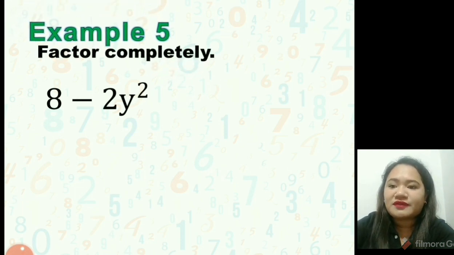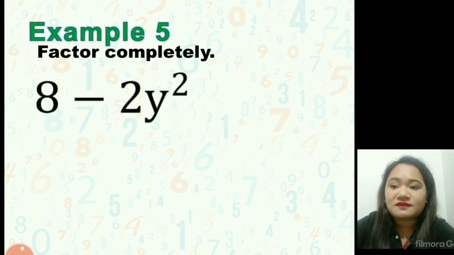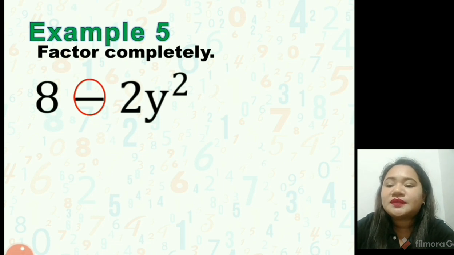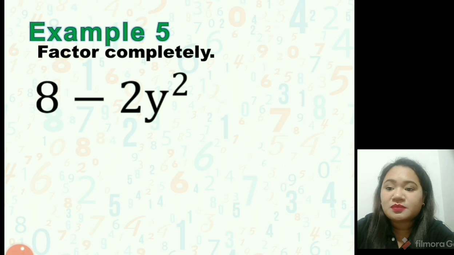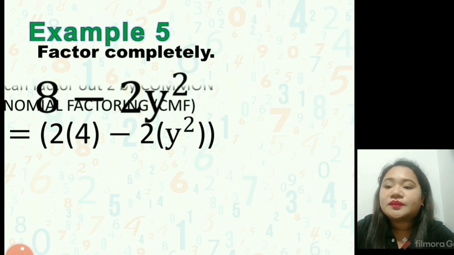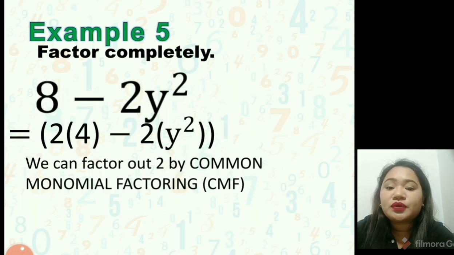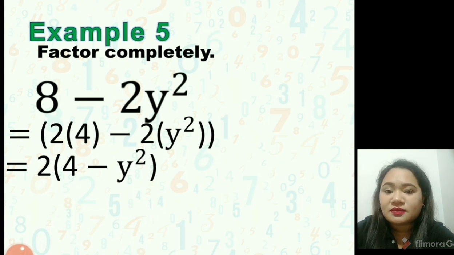Next example, number 5. 8 minus 2y squared. Let's check if it is a difference of two squares. It is a difference, but 8 and 2y squared are not perfect squares. 8 and 2y squared have a common monomial factor which is 2. So let's rewrite the expression. Quantity 2 times 4 minus 2 times y squared. So, we can factor out 2 by common monomial factoring. We have 2 times 4 minus y squared.